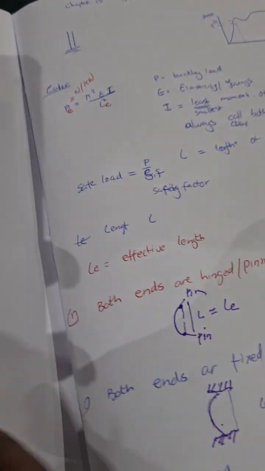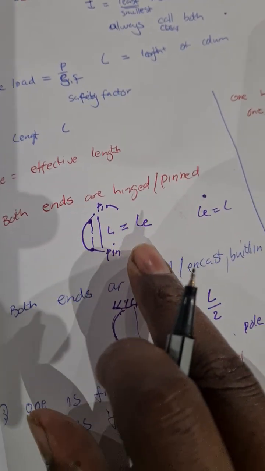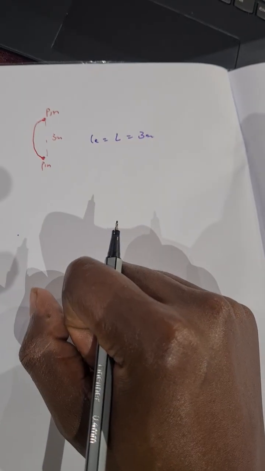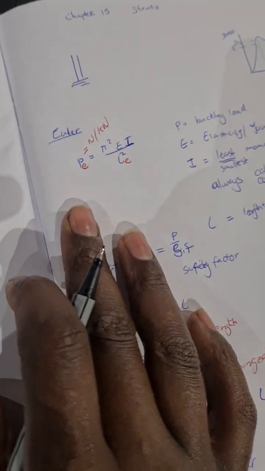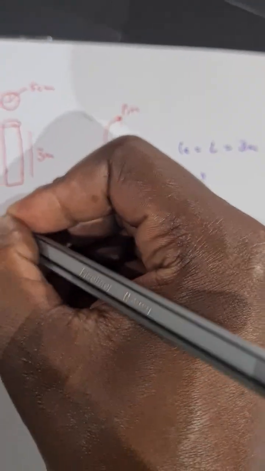The moment they say both ends are fixed, go back to your brain. This is your brain. Both ends are pinned. So you know L effective is equal to L, which is equal to 3 meters. Remember, the length is 3 meters. What else do we have? Basically they ask us to find what? P, the crippling load. We don't know P. So how do we do it? Direct substitution. Now, write the formula, but most of the time you have it on your formula sheets.